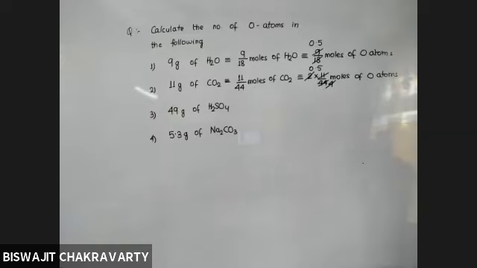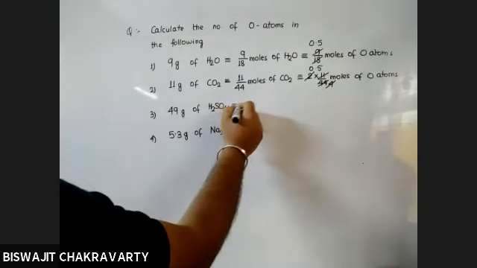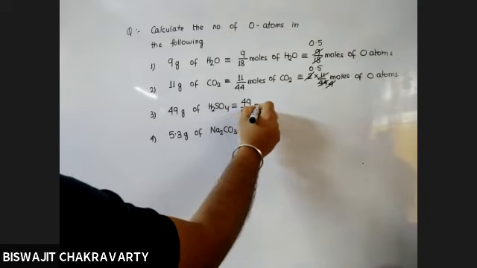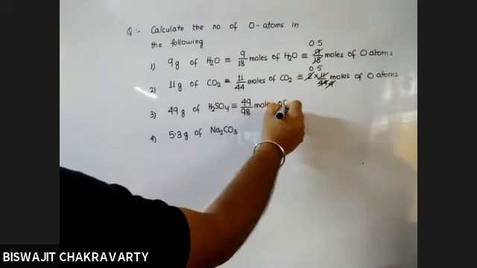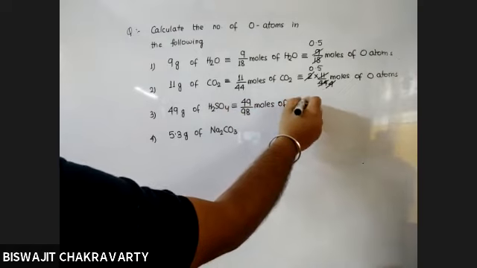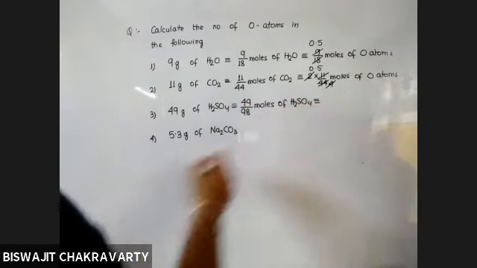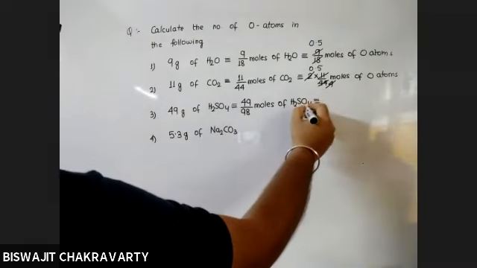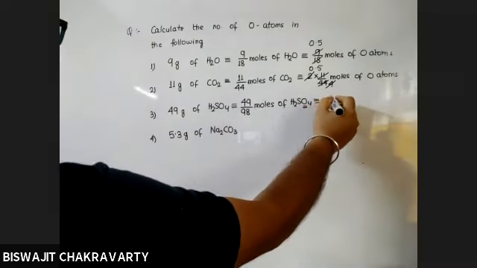What are you dividing 49 by? 98. Now, in order to calculate the oxygen atoms, what should I multiply with? Four. Per mole, 4, because there are 4 oxygen atoms.